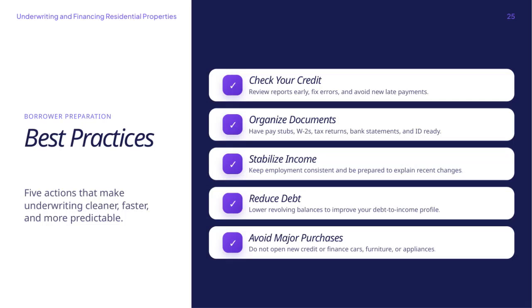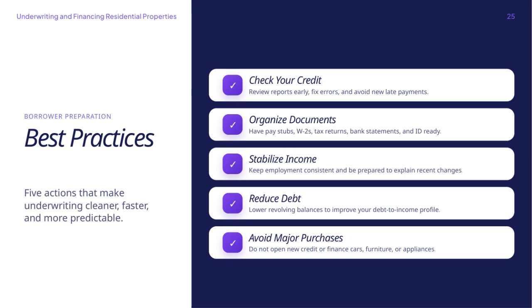When preparing to apply for a mortgage, there are 5 key actions that can make the underwriting process smoother, faster, and more predictable. First, check your credit early. This means reviewing your credit reports well in advance, correcting any errors, and avoiding any new late payments that could hurt your score. Next, organize your documents.